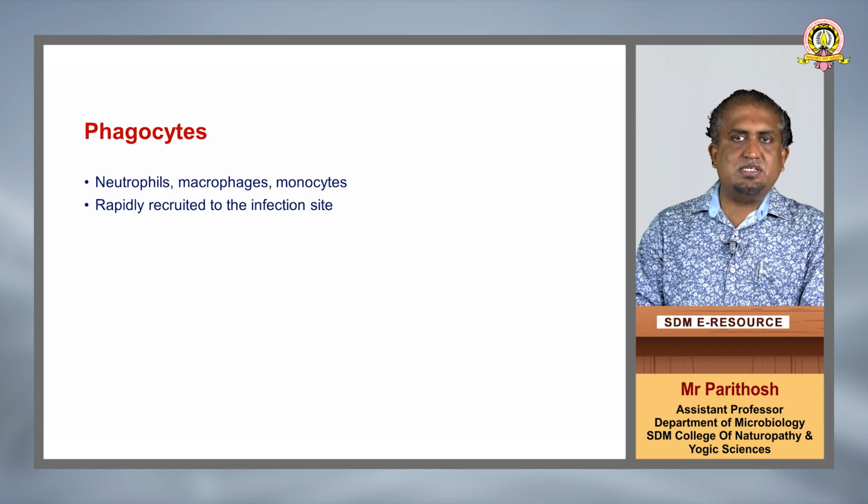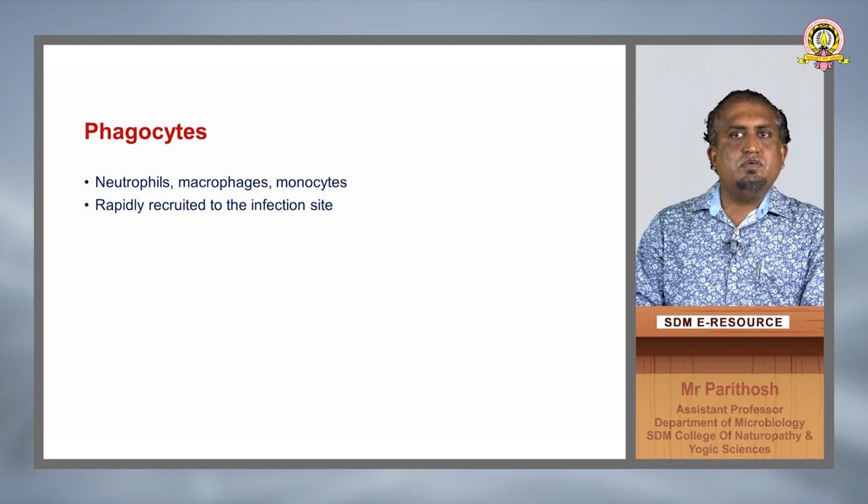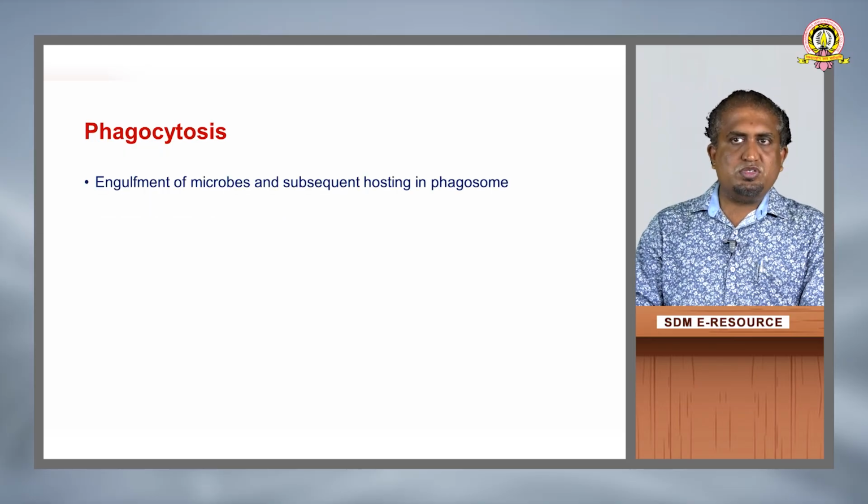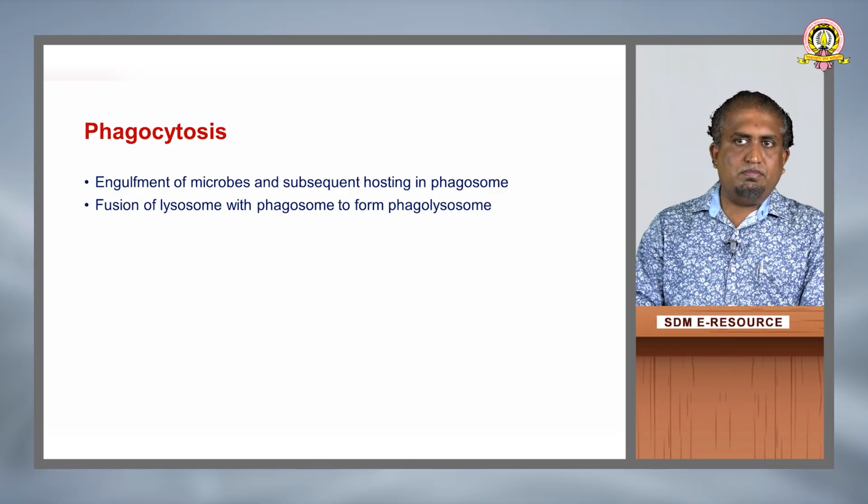So, what are phagocytes? These are cells, for example neutrophils, macrophages and monocytes, which are rapidly recruited to the infection site. Coming to phagocytosis: it is a process of engulfment of microbes and subsequent housing in a phagosome. The fusion of lysosome with the phagosome forms the phagolysosome, which leads to the killing of the microbes.